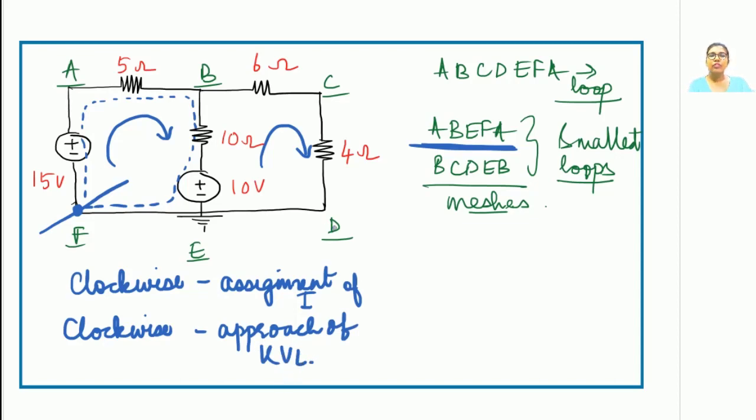Now let us begin with writing our equations. What is KVL? KVL says that the summation of the potential drops across each element around a closed loop is 0.